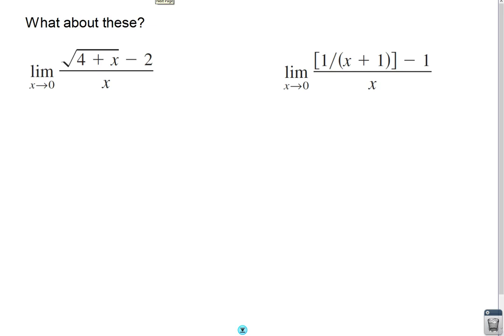Okay, what about these? How did we solve these? Or have we done these? I don't know. Maybe we have, maybe we haven't. So we have a rational function with a radical in this first one, and it looks like we have a rational within a rational on the other one. I'm going to say that we're going to use the conjugate on this one.